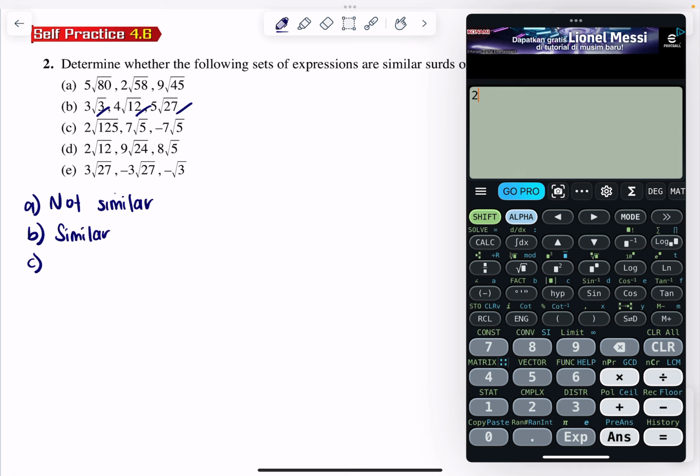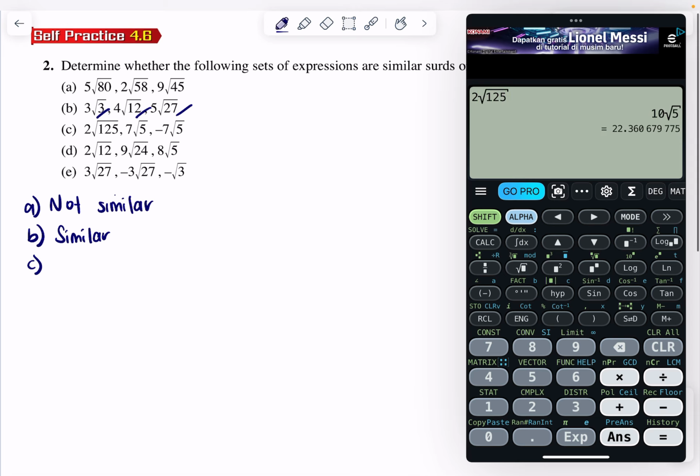C. 2 surd 125. This is surd 5. And this one also surd 5. This one also surd 5. So it is similar.